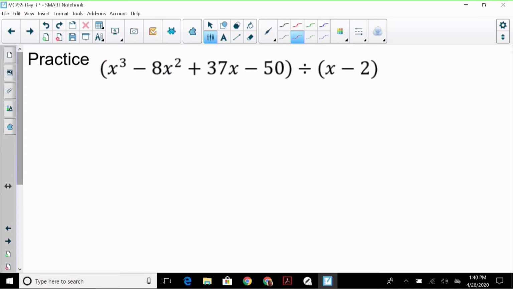Let's look at this example. All right, we first find the 0. x minus 2 equals 0, so 2 is the 0 for this term. Then we go find the coefficients of each one of these terms. So this is understood to be 1. This is understood to be -8. This is 37 and -50.